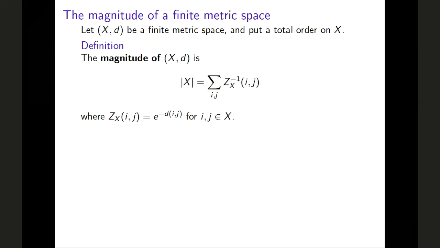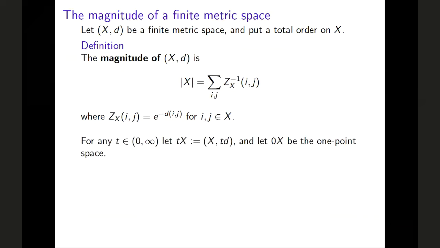For a finite metric space, one can define this matrix Zx to be the matrix with entry in the ith row and jth column to be the exponential, so e to the minus the distance between the 2 points. And when this matrix is invertible, one can define the magnitude to be the sum of the entries of the inverse matrix. One can define it more generally also when the matrix is not invertible, but it has a very simple form in case it is invertible.